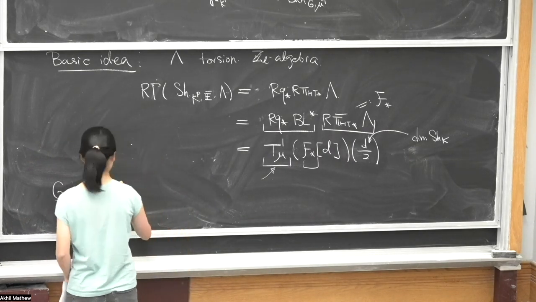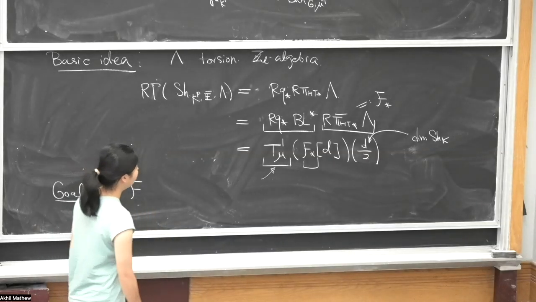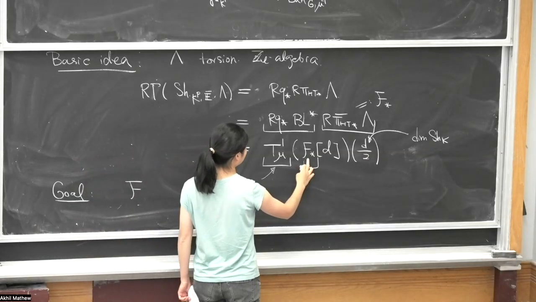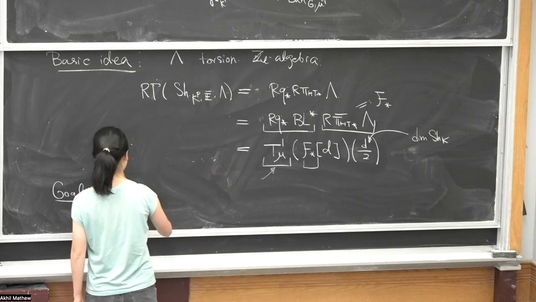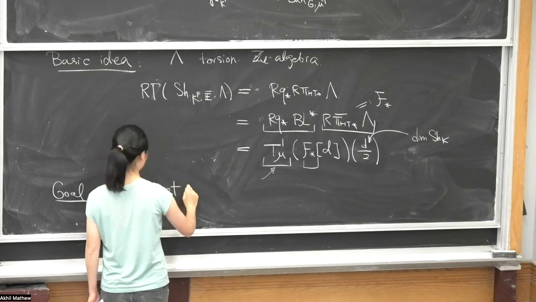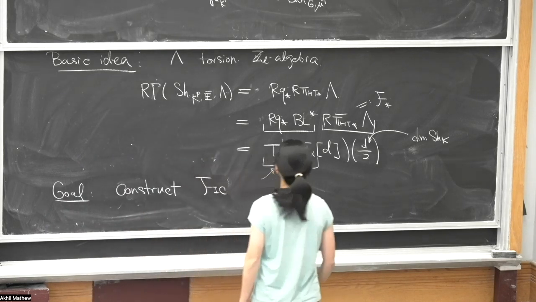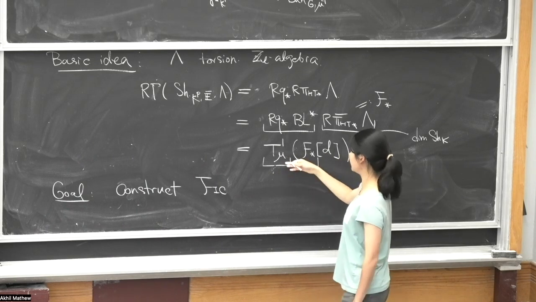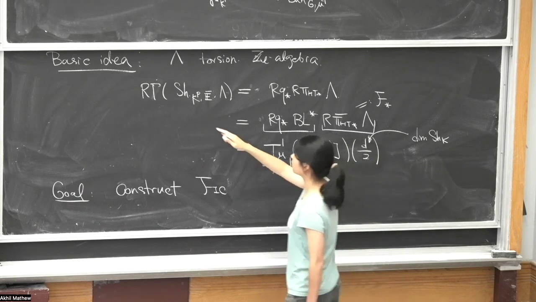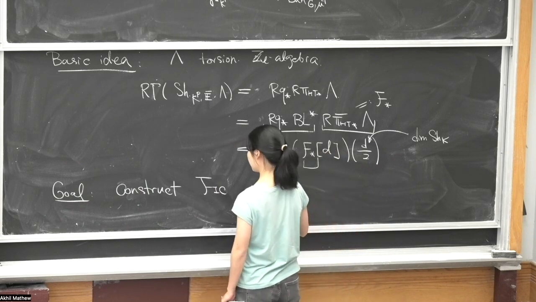And now the goal for our current project can be stated more precisely: we want to do the same thing for the intersection cohomology. Namely, we want to construct some complex on Bun_G, so that once we apply the same Hecke operator to it, it recovers the intersection cohomology of the Shimura variety.